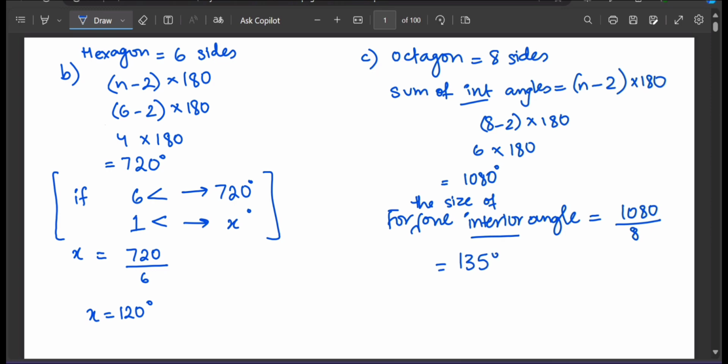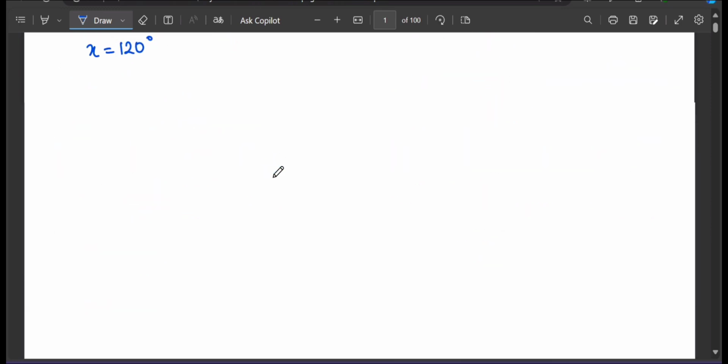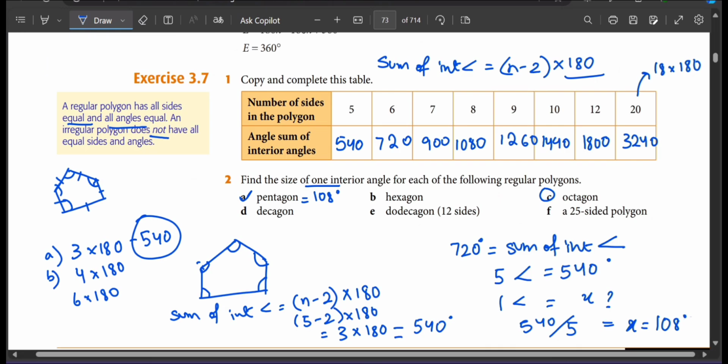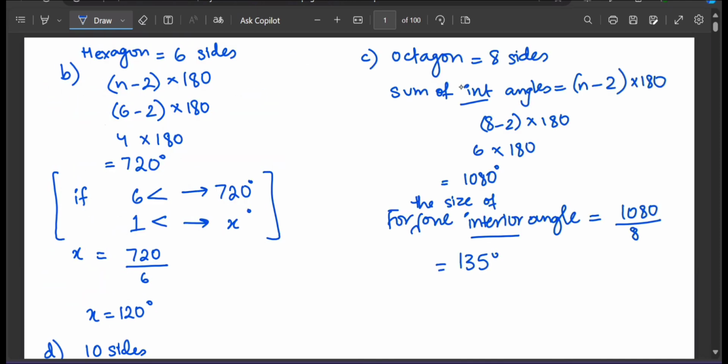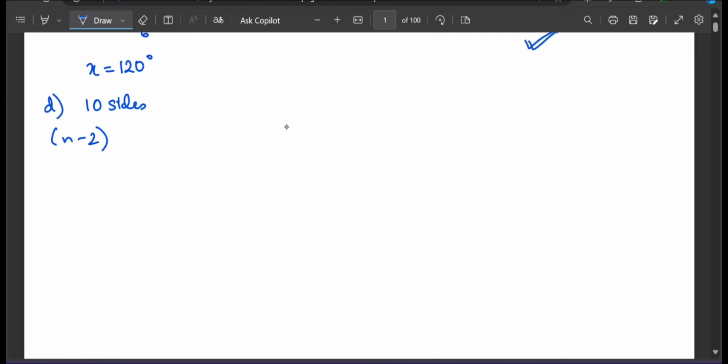Now for the D part, what does the D part state? Decagon. So we have 10 sides. The similar process, you will write everything in this way. This is the way that you would be writing for your exams, but now I'm doing it quickly so that we know all the answers, and if there are any changes, we know beforehand. So it's going to be 1440, and when you divide 1440 by 10, you get the value of 144 degrees.